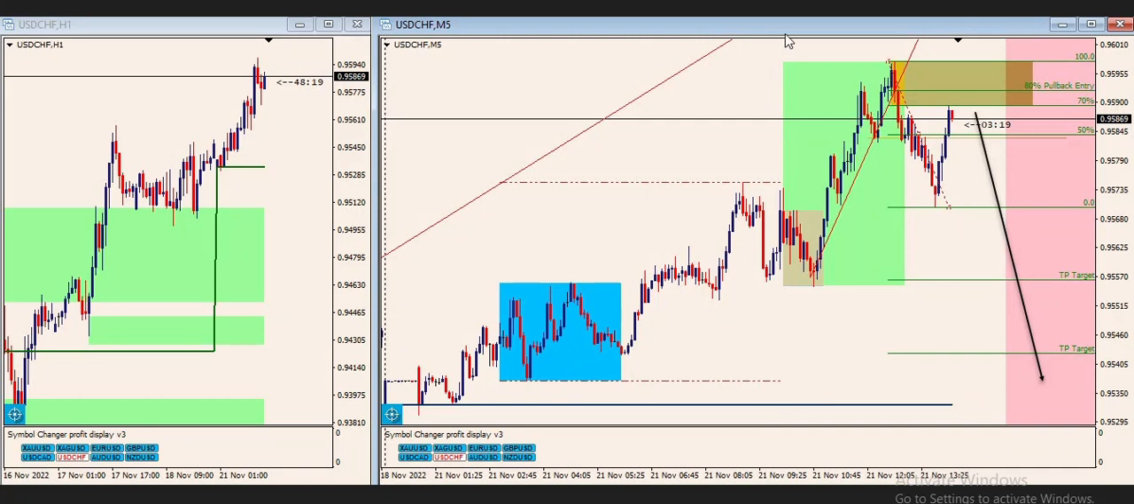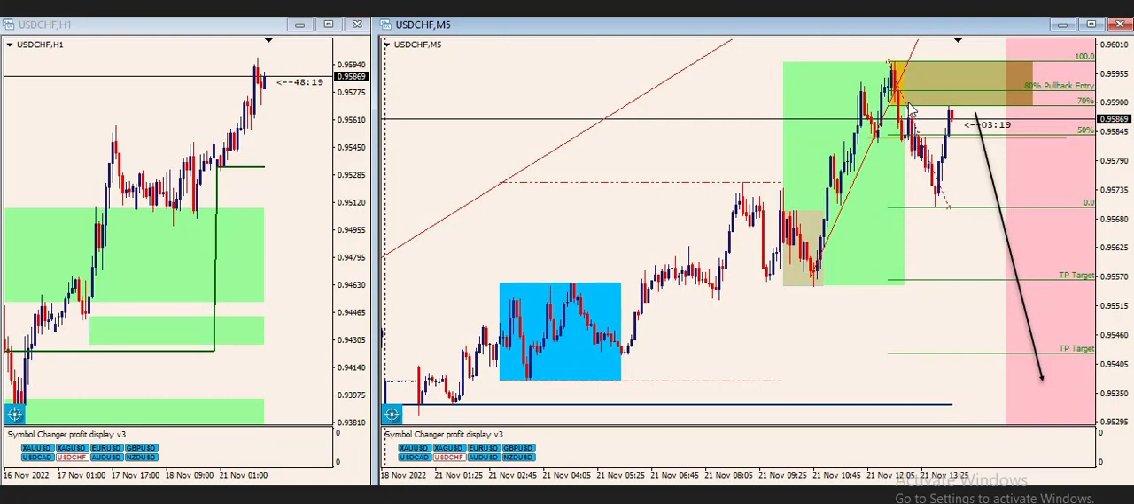Then the London session formed and opened above the same line, and after that price moved above the open line of the New York session, and also broke above the Asian range. So you see price broke structure here. When it broke here, I was waiting for price to come back to retest.